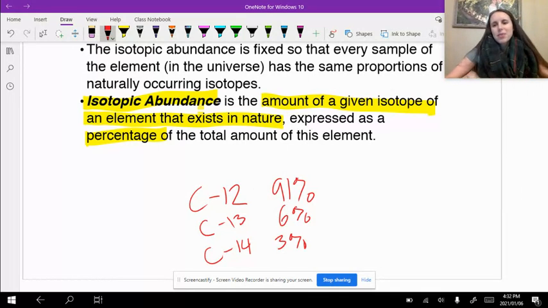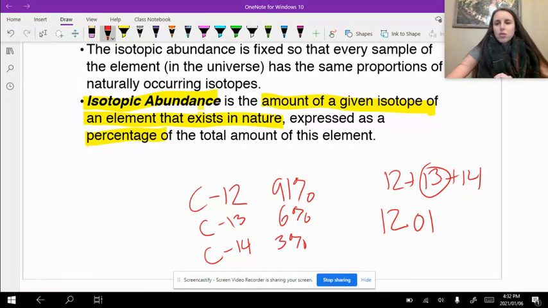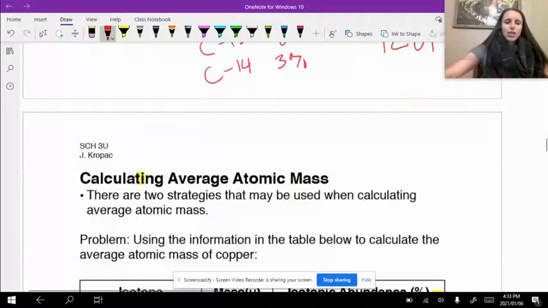So those aren't real numbers, that's just an example, but it goes to show you the idea of the weighting. Why is this important? Because we want to know how many of each we have, right? You don't want to find the average by just doing 12 plus 13 plus 14, because that's not a true average, right? That would tell you that on average carbon weighs 13. We know that's not true. On average, we know carbon weighs 12.01. So that suggests that there's way more carbon-12s than anything else, so that isotopic abundance is actually really important.